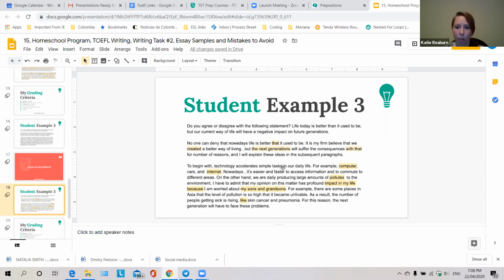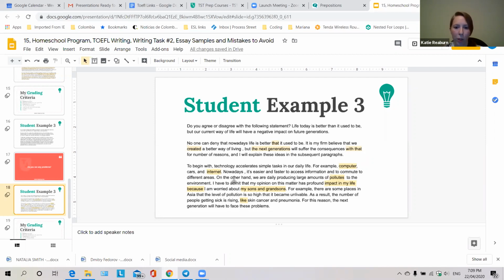Looking down further, computer in singular, right next to it, cars in plural. When we're speaking in general, should be in plural. Cars here, computers there. Internet, well, there's not more than one internet, so we can't make that plural. However, it still is a mistake because we need the. Always when you say internet, you say the internet.